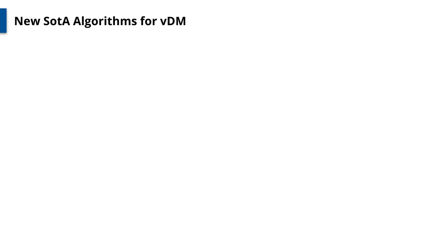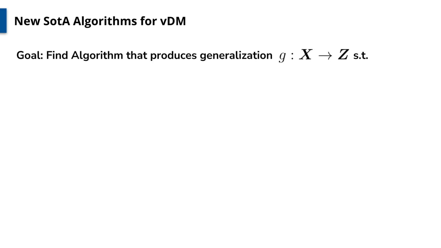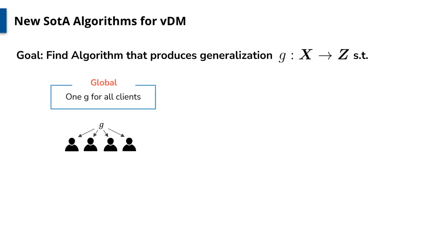Now, how do we actually get to algorithms for learning such generalizations? The key goal is to find an algorithm that produces a generalization G from original full resolution data to minimized data Z. For this, we have three key requirements in this work. One, G should be global. It should be the same for all clients.